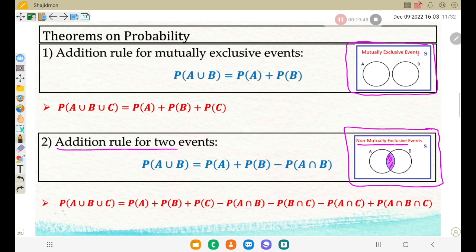If it is going to 3 sets, probability of A union B union C means probability of A plus probability of B plus probability of C minus probability of A intersection B, B intersection C, A intersection C, and plus probability of A intersection B intersection C, correct? So this is the idea here, the first rule here.